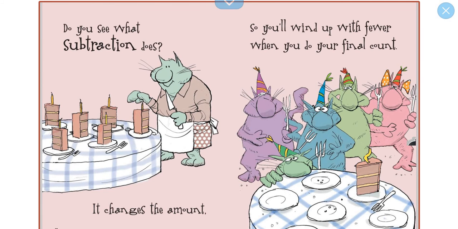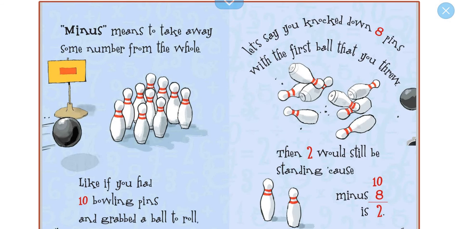Do you see what subtraction does? It changes the amount. So you'll wind up with fewer when you do your final count. Minus. This word right here says minus. And this symbol means minus, means to take away some number from the whole.